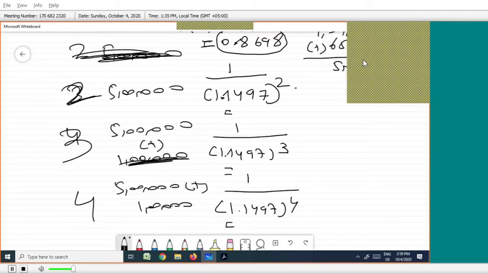Keep a calculator. Don't use your mobile as a calculator. Keep one calculator separately. You should get the practice by having the calculator. Please don't do it on your mobile.